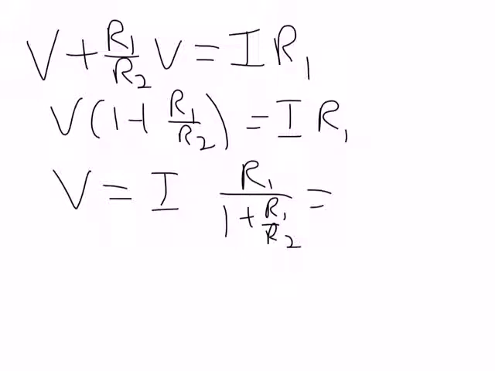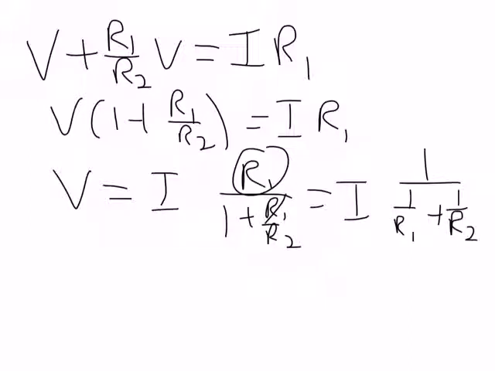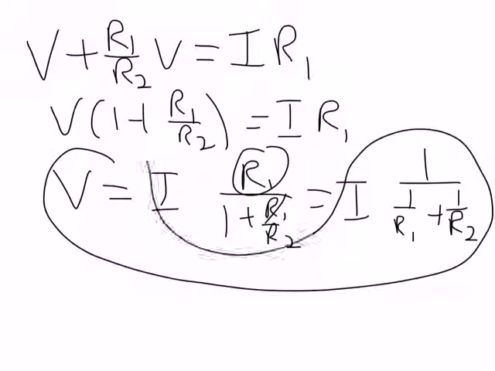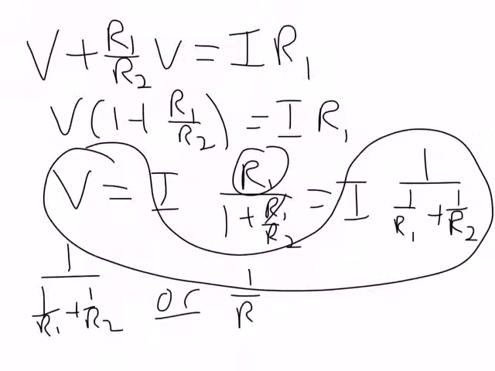Going to divide top and bottom by R1. I get I times 1 over R1, losing the R1 in the numerator by dividing it out, and a 1 over R1 in the denominator, leaving 1 over R1 plus 1 over R2. So we've got, again, an Ohm's law situation here, but in this case, the equivalent resistance is given by 1 over R equivalent is 1 over R1 plus 1 over R2. Same thing as before.